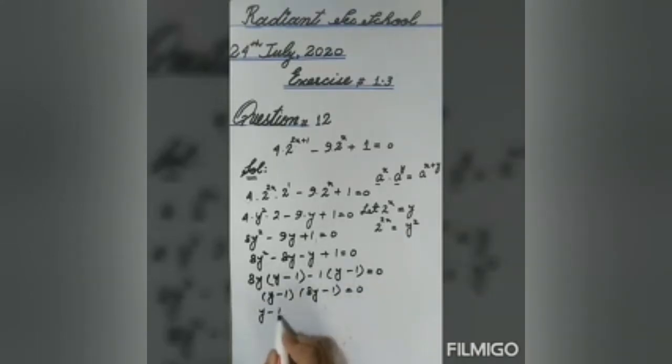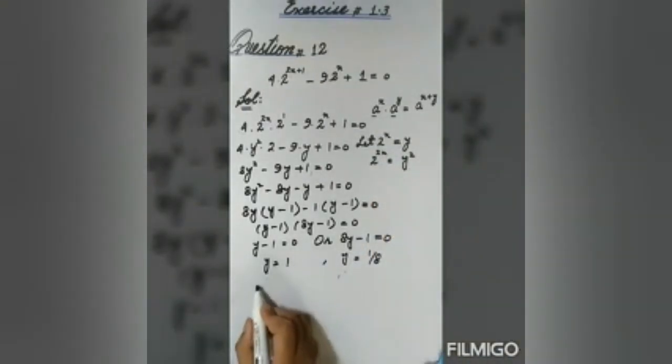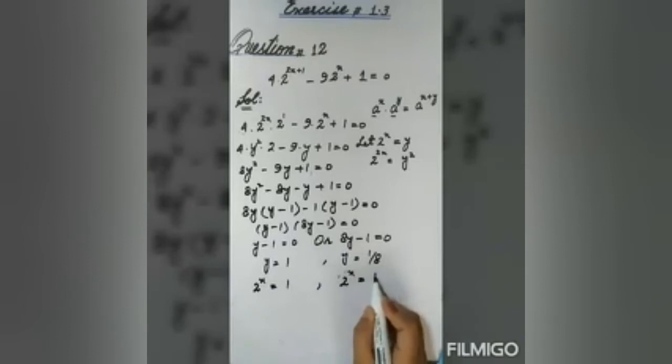As the product of two factors equals 0, one by one we can put both the factors equal to 0. So y will be equal to 1 and y will be equal to 1 over 8. Now check in the start. I have supposed 2 power x equals y. So in place of y, I will put 2 power x is equal to 1 and 2 power x equals to 1 over 8. Now what should I do to make it 2, so that our bases will be the same and we can relate the powers.